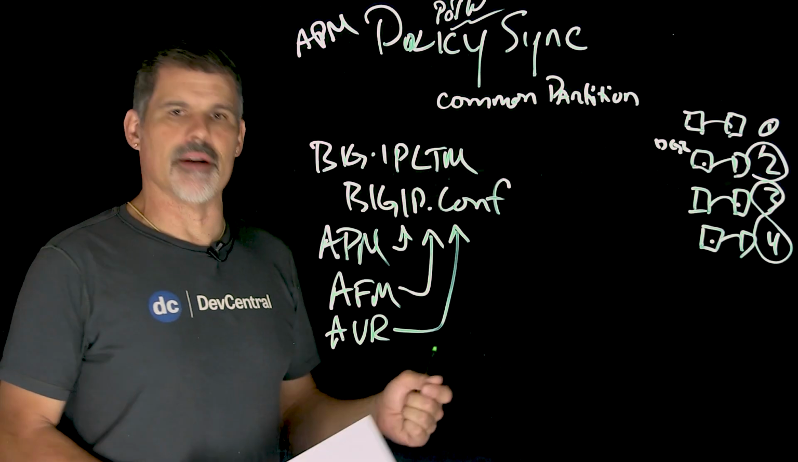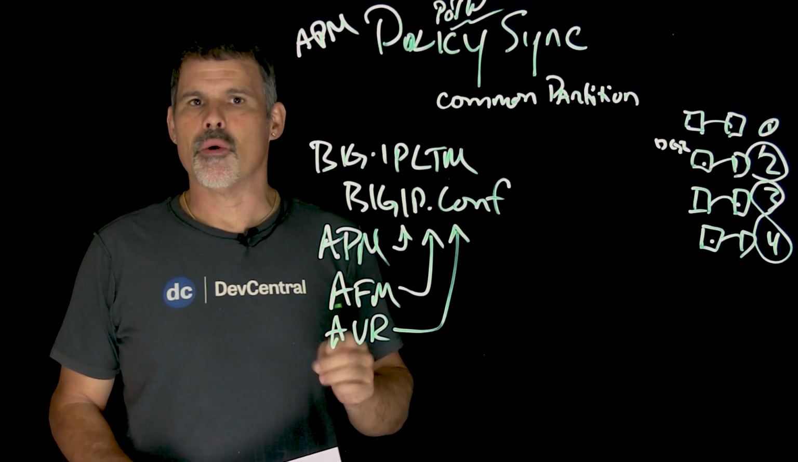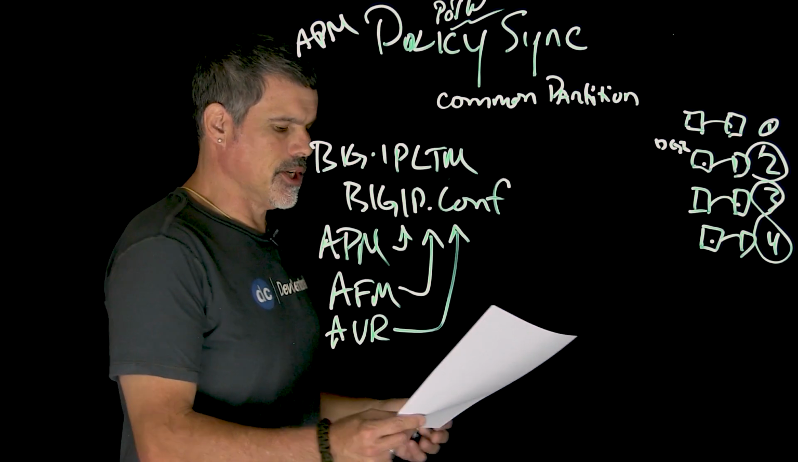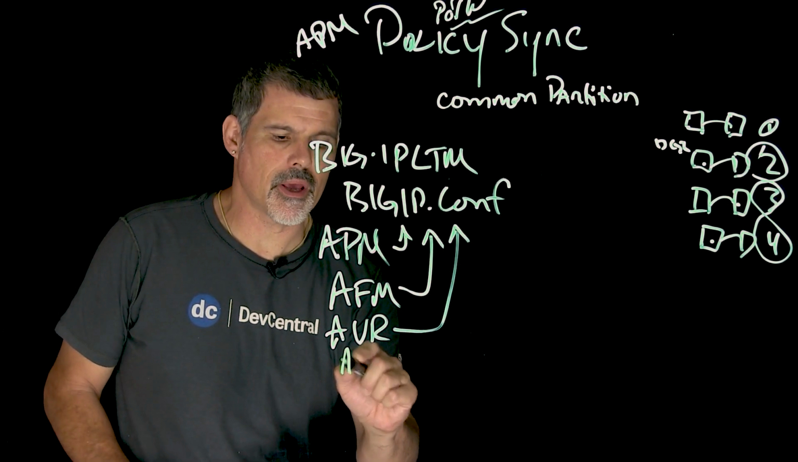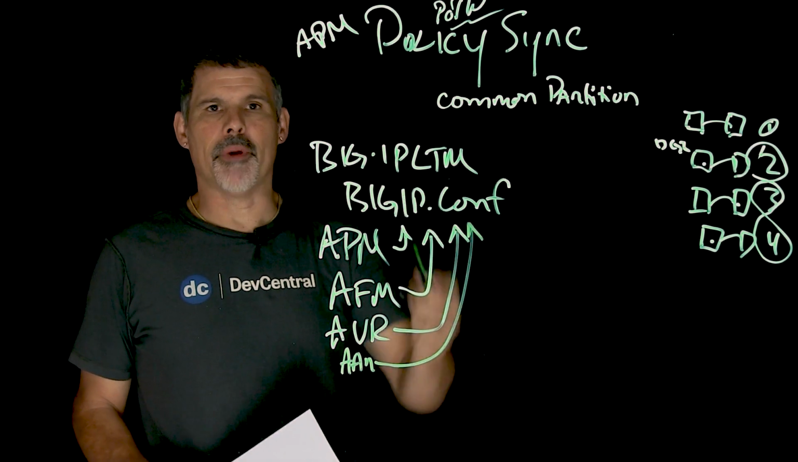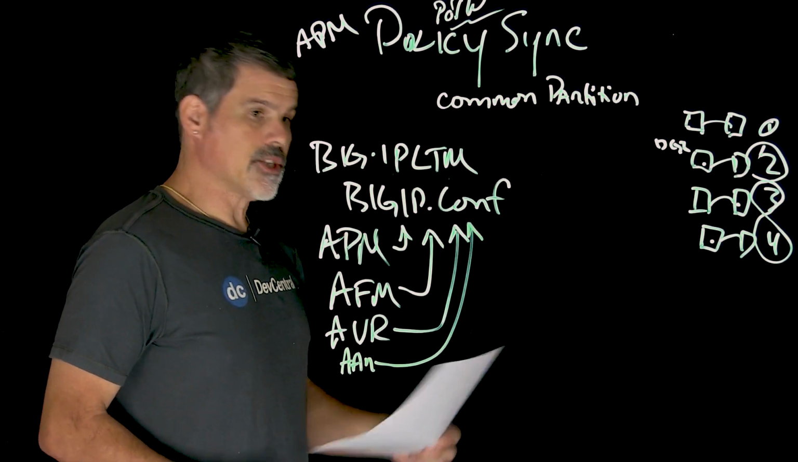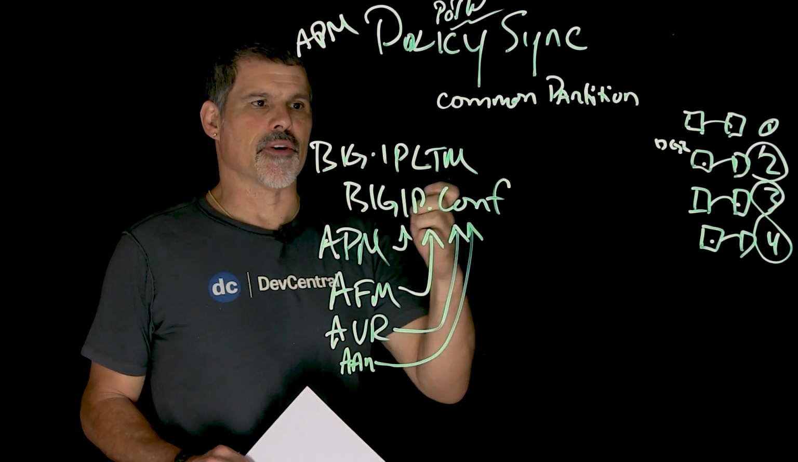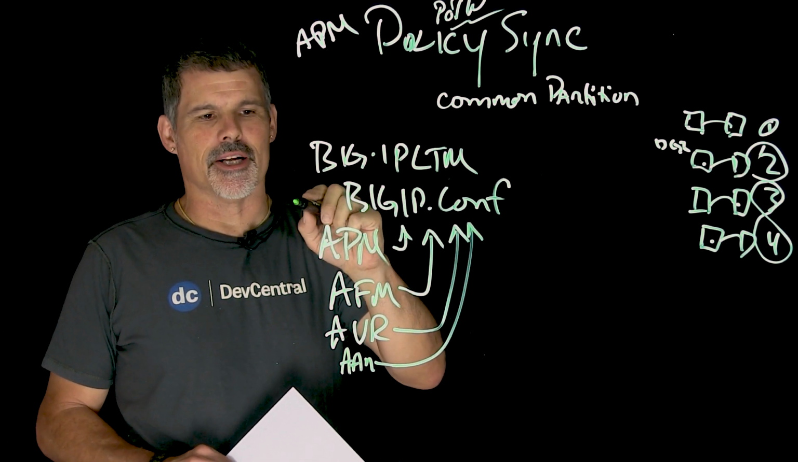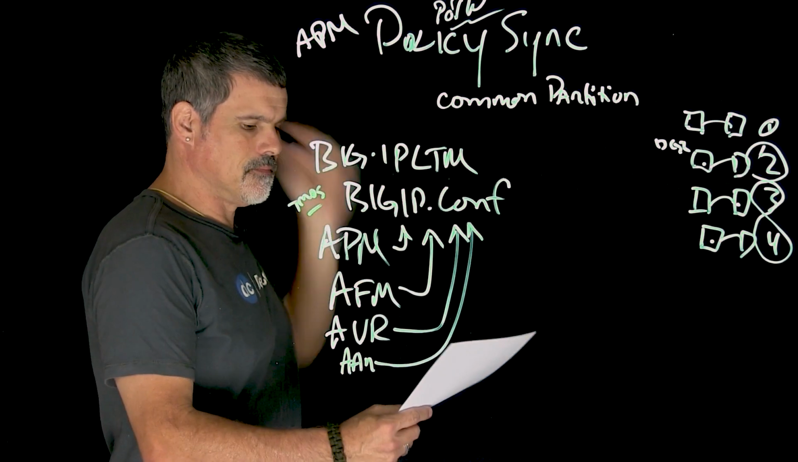And then AAM, which is our Application Acceleration Manager, the combination of our old WAM and WOM solutions. And this too, similar to Big IP LTM, where the conf file gets transferred. And so in a lot of ways, this could fall under just the TMOS synchronization.